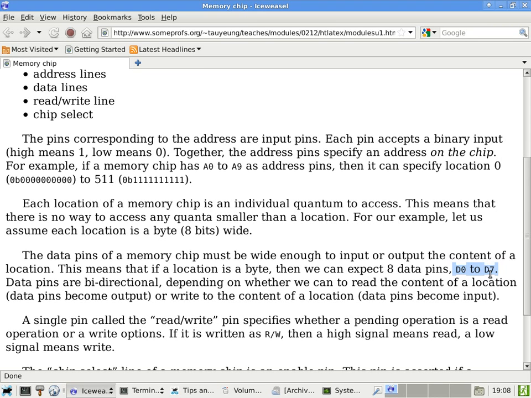No questions? Maybe if I can find a dry marker, I can just start to draw the interface to a memory chip. Okay? So we have a whole bunch of address lines. I will label these from A0 up to A9 because I have exactly 512 locations on this memory chip. I have another bunch of pins, which are my data lines. It goes from D0 to D7 because one location is exactly 1 byte.